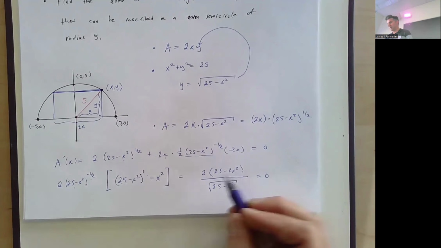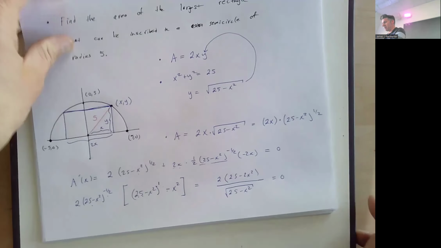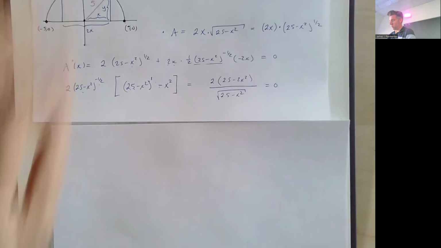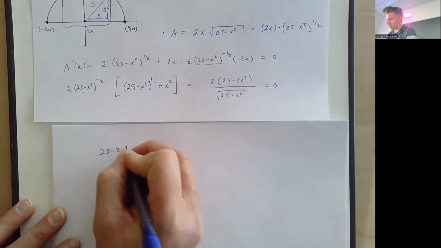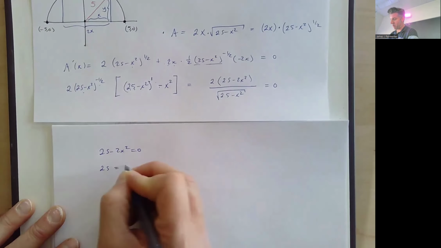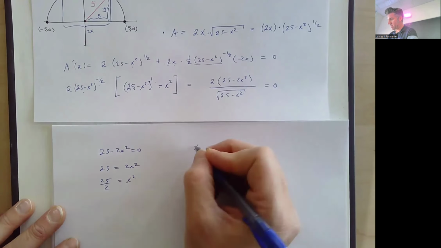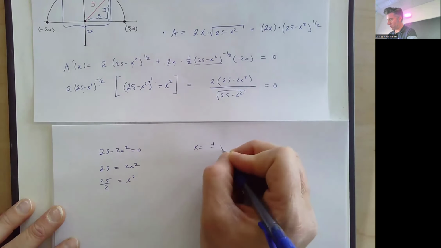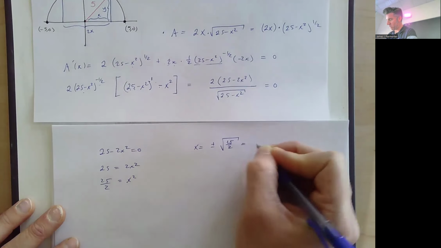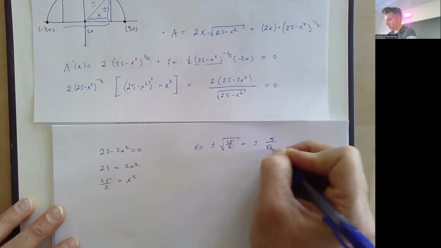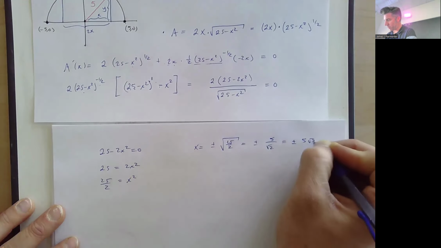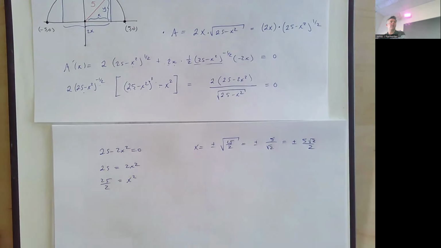The other critical value is found by setting the numerator equal to 0 here, and I know it's 2:30, so I'll wrap this up. 25 minus 2x squared equal to 0. You're going to get 25 equal to 2x squared. x squared is equal to 25 over 2. So x is equal to plus or minus the square root of 25 over 2, which is really plus or minus 5 over root 2, which is plus or minus 5 root 2 over 2. That does give us a maximum. To show it, no, we don't have time. I'll just say it does, and we'll talk about it next time.